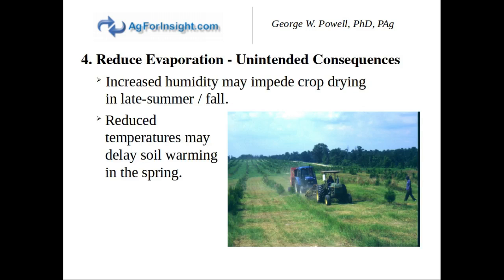A couple of other things you also have to take into consideration in terms of unintended consequences is if you have an area where you have difficulties in drying a crop late summer or fall, be it a grain crop or your final cut of hay, that increased humidity that's created by trees and shrubs might impede that crop drying. The reduction in temperatures can also delay soil warming in the spring. So again, if you've got something time sensitive that has to be planted early, then the trees and shrubs are going to have an effect immediately adjacent to them that's going to slow the soil warming and delay your planting or crop growth at that point.